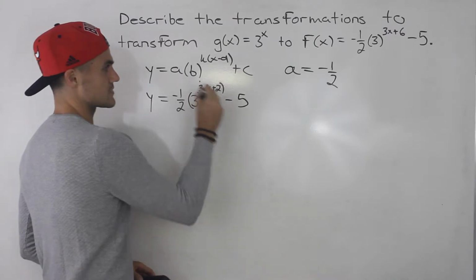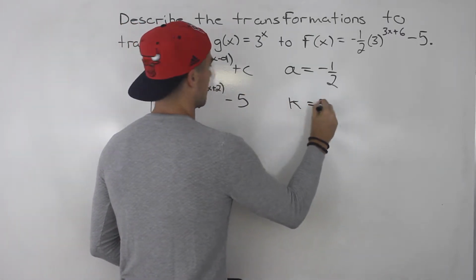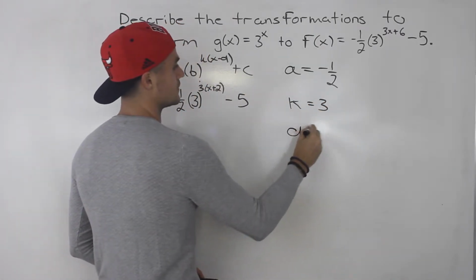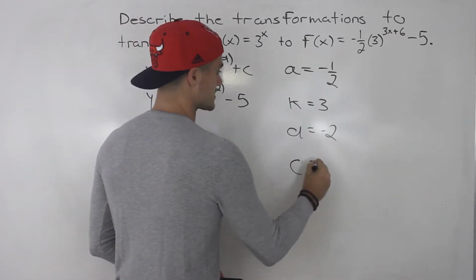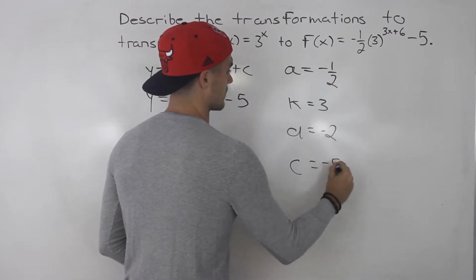Okay, so the k value is 3 here. The d value is -2, right? It's the opposite sign. And then the c value is this -5 here.